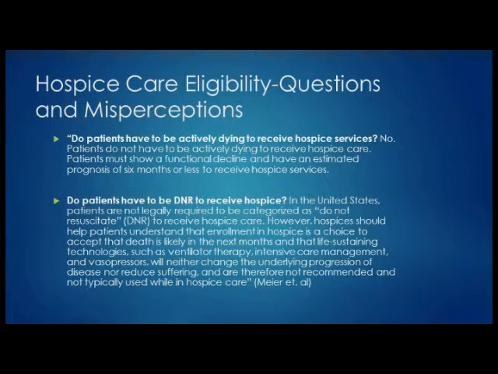Another question is, do patients have to be actively dying to receive hospice services? Generally, what I tell my patients is this is more of an inability to care for themselves. So if they start showing a functional decline with a poor performance status and a poor quality of life, they don't have to be in their last stages of life to actually be enrolled in hospice, but their prognosis has to be estimated to be less than 6 months.